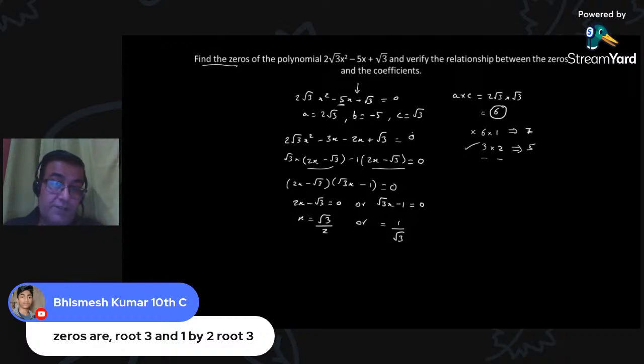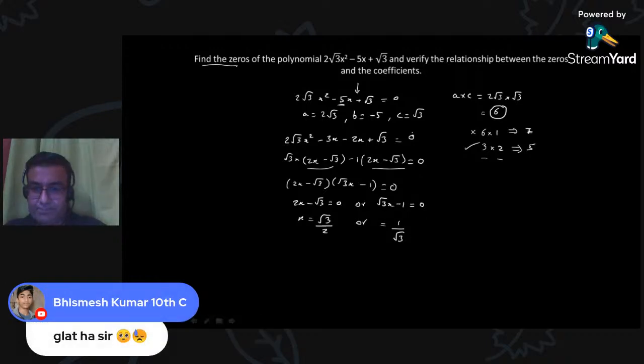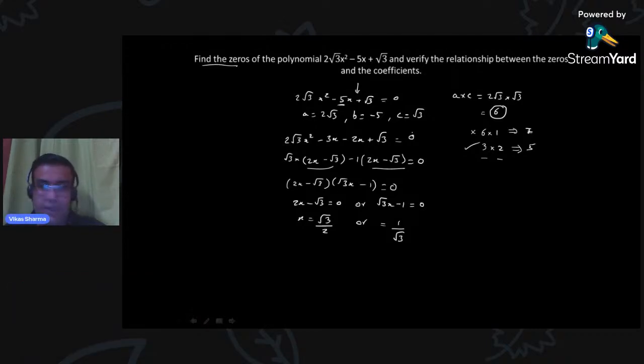Zeros are root 3 and 1 by 2 root 3. You have reversed something in between. It should be root 3 upon 2 and 1 upon root 3. I didn't make any mistake. 2x minus root 3, that is correct. So it has to be root 3 upon 2 and 1 over root 3. Okay, you got it wrong. Never mind. Do it carefully and let's move to the next question.